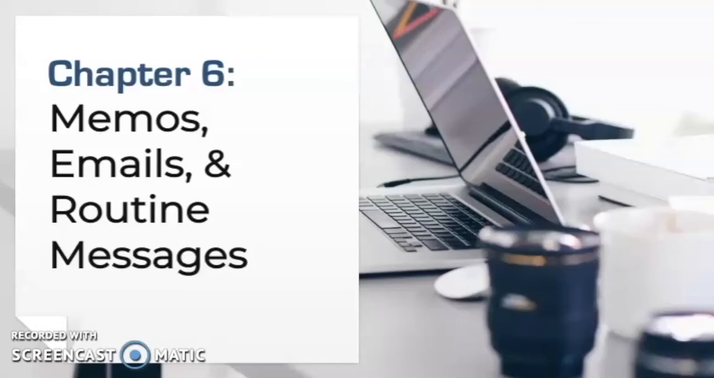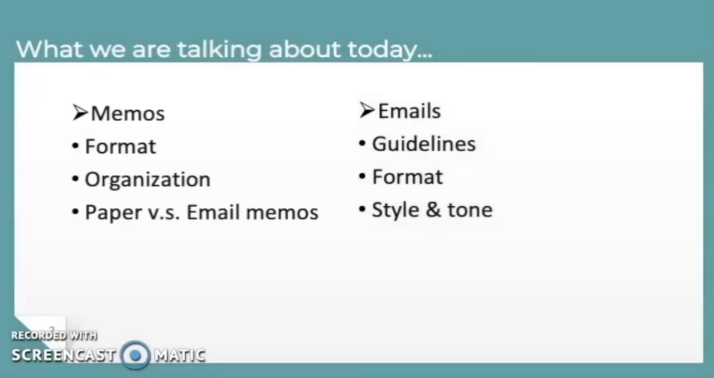We are going to be going through Chapter 6 today, which covers memos, emails, and routine messages. Today, we are going to be covering memos, which includes format, organization, paper versus email memos. We're also going to be covering emails, which will go over some of the guidelines for emails, format, style, and tone. Okay, so let's get into it.